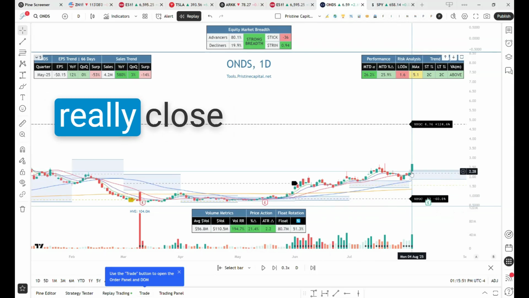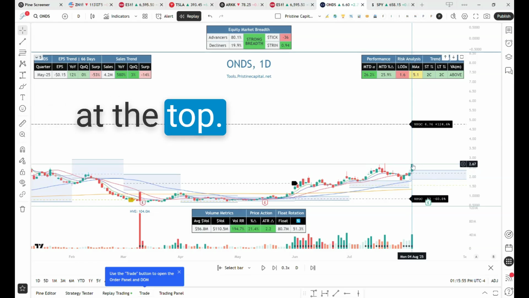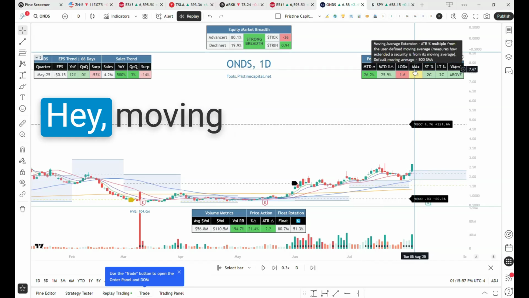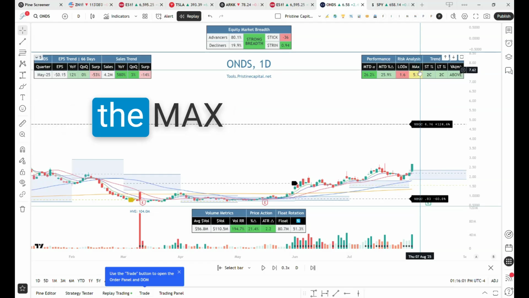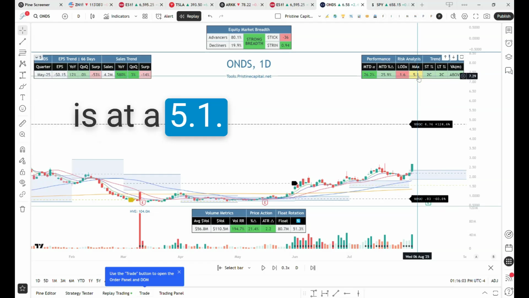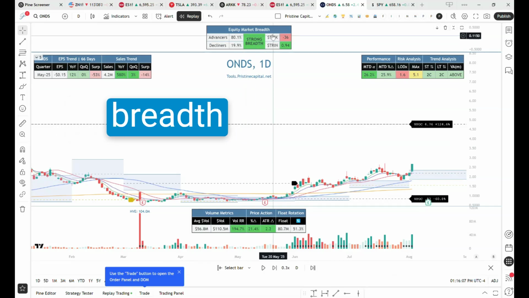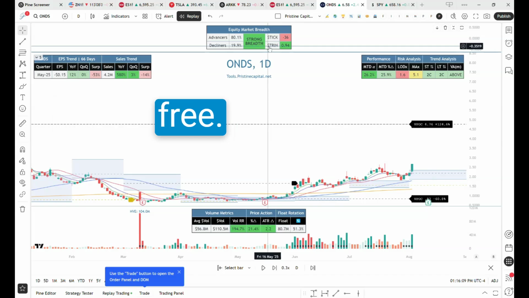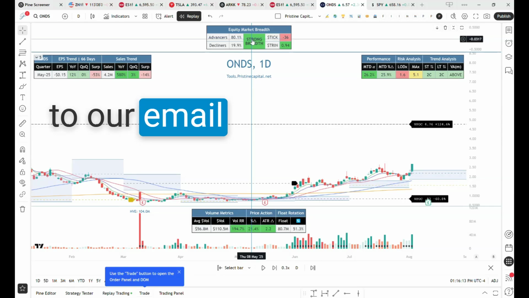And I want to pay really close attention to the ones where the daily closing range is right at the top. And then you might say, hey, moving forward, I'm not going to exclude something just because the MAX is at a 5.1. Now, the other interesting thing is I added our Pristine Breadth indicator, which is also completely free, up to the top here.